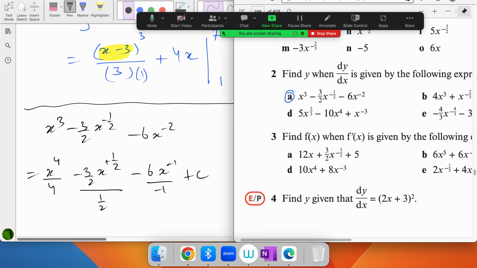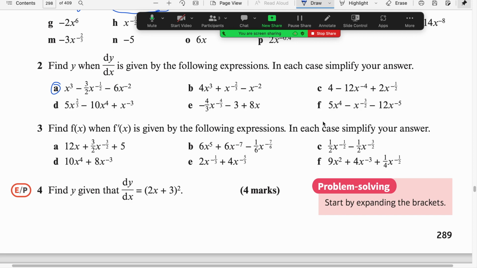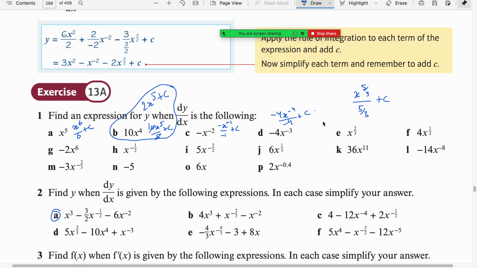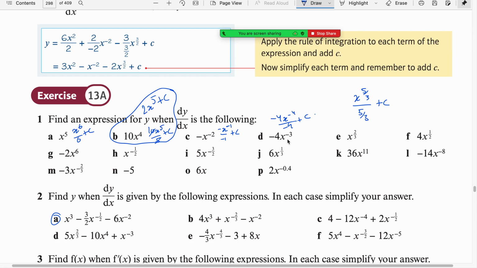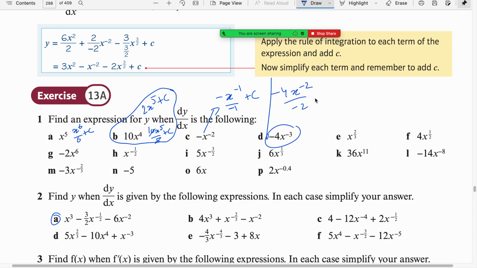And I've just realized we made a mistake. This was plus 1 in each, and this is the mistake in the negative power. Let's do this again. Power plus 1, so minus x to the minus 1 over the new power plus c, plus 1 in power, minus 4x to the minus 2 over minus 2 plus c. I wrote minus 4 before that.